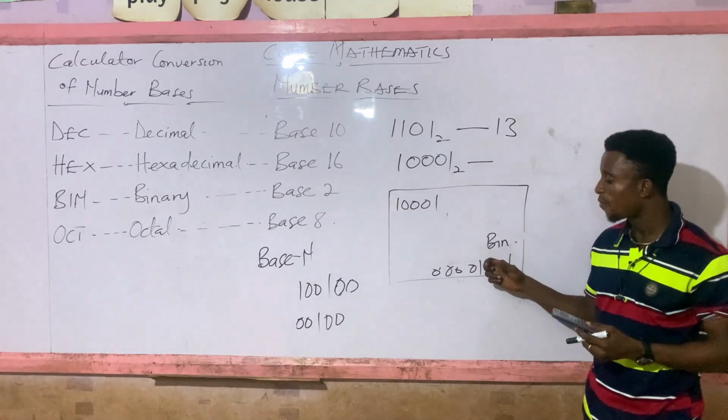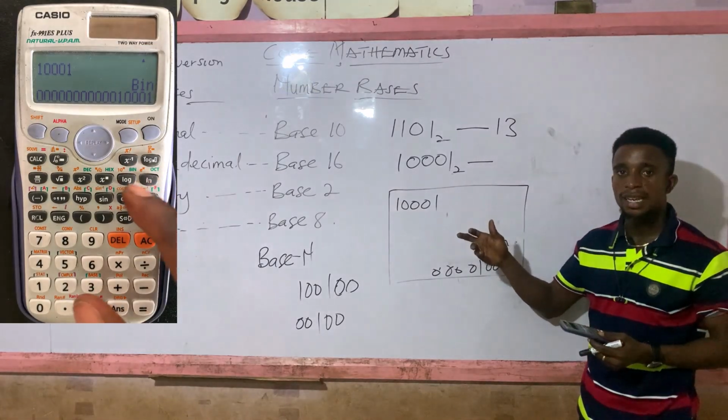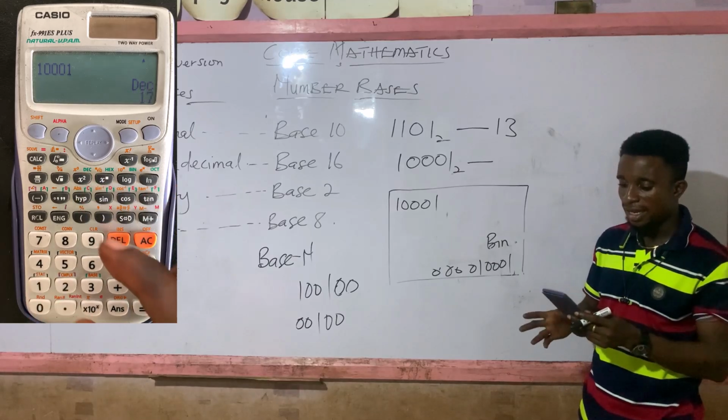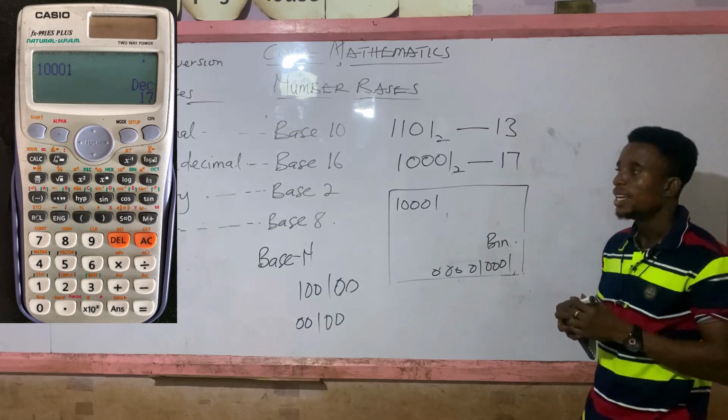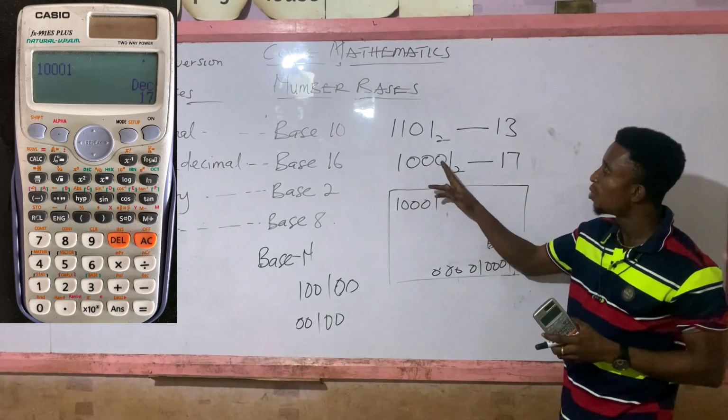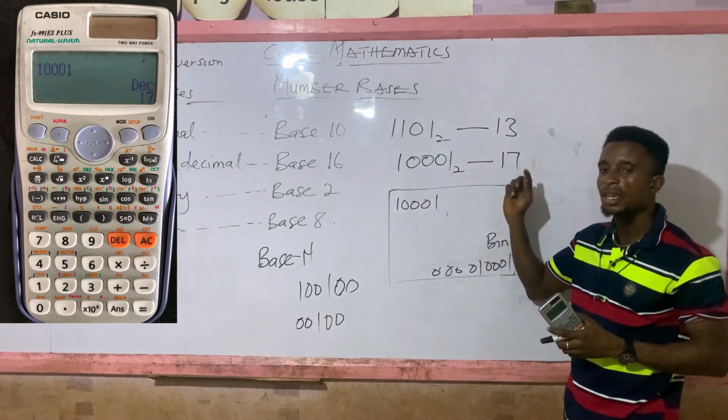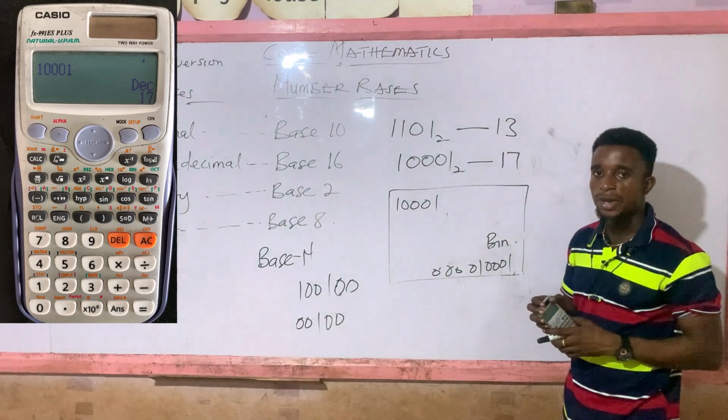We now want to convert this one to base 10. Then you click on the deck. After clicking on the deck, you see 17 under the deck. So meaning 10001 base 2 is equal to 17 base 10. Are we getting that?